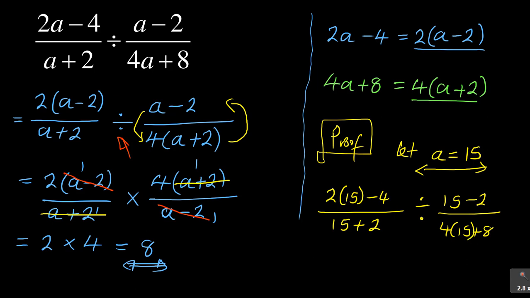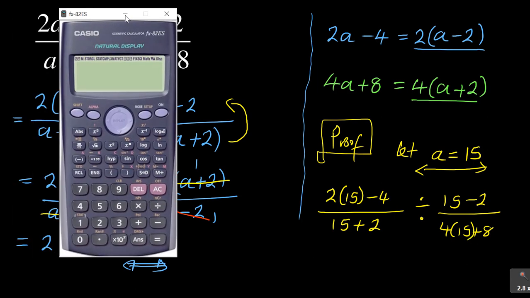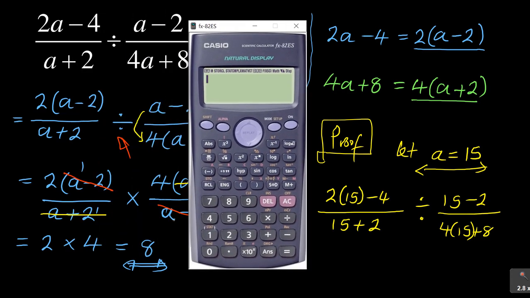And then I use the calculator. The answer that I must get must be the same answer that I got, which is 8. So let us test that. I've got 2 into 15 minus 4 over 15 plus 2, divided by 15 minus 2 over 4 into 15 plus 8. If I do that, I get this. You see now the answer matches the answer that I got.